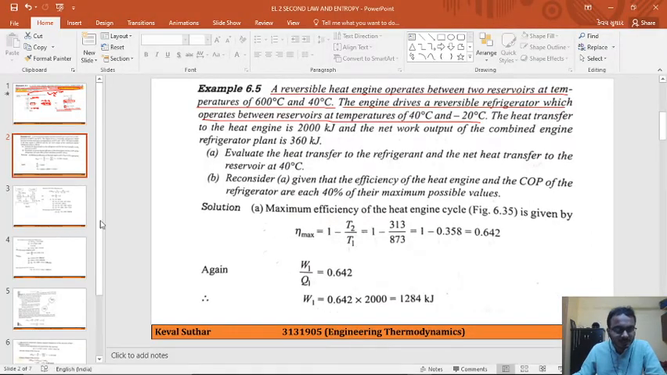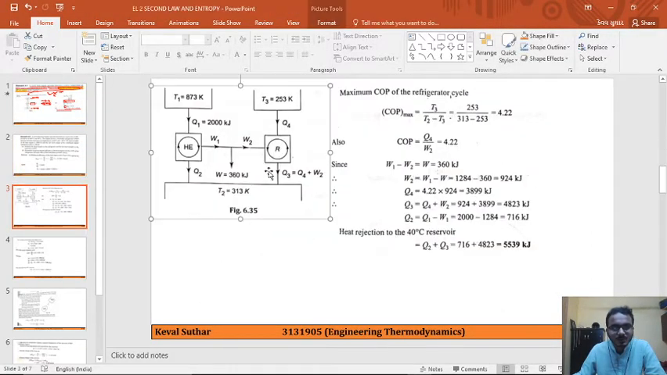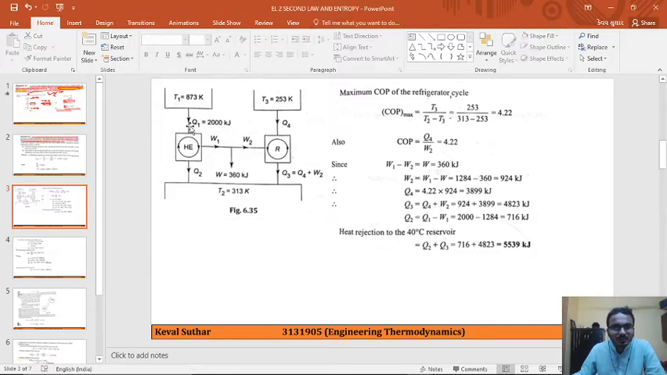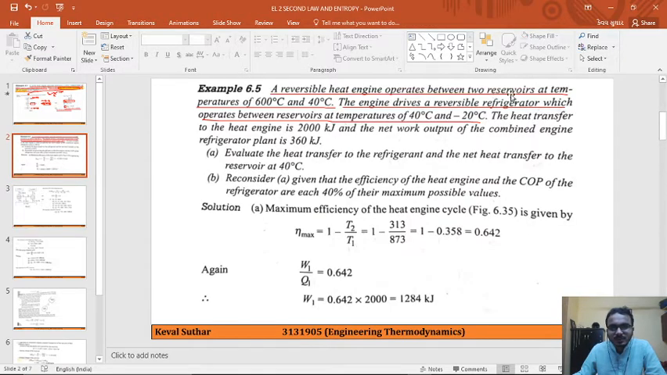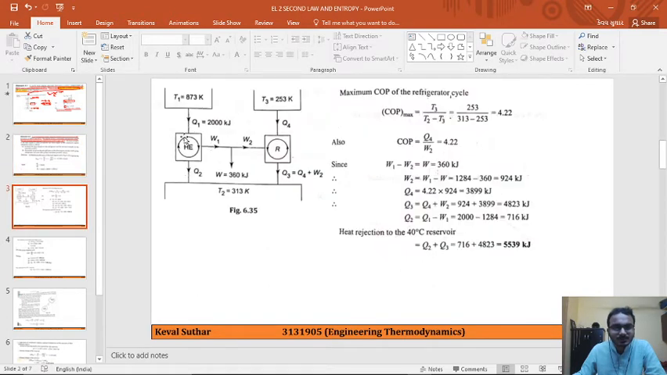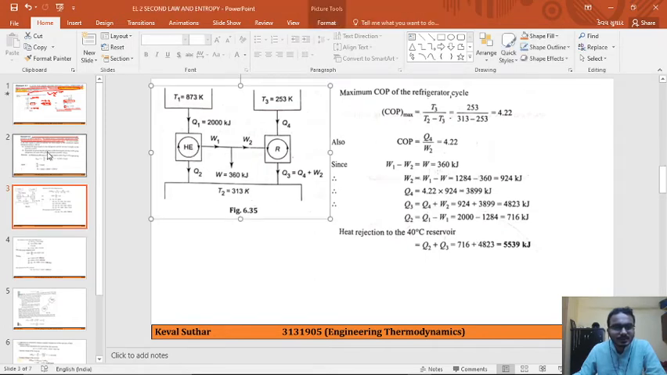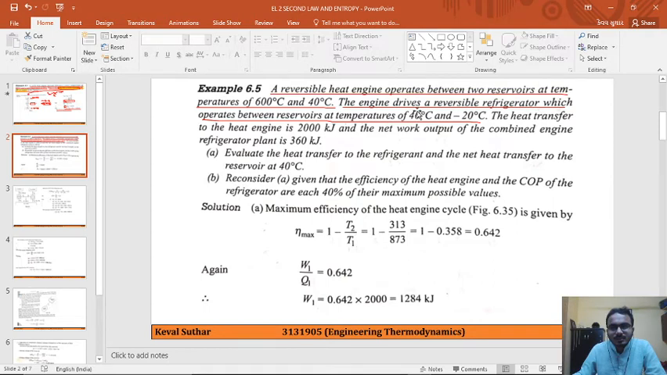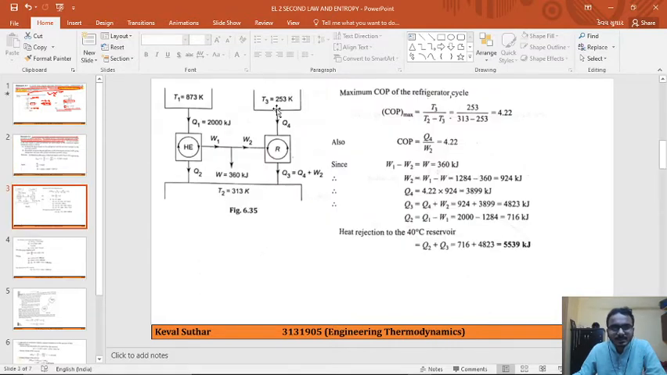So to understand this, we need to go through this figure. First, in the first part, it is given that the heat engine is functioning between 600 and 40 degrees Celsius. That is this portion, 600 degrees Celsius and 40 degrees Celsius, and this heat engine is running another refrigerator which is operating between 40 degrees and minus 20 degrees. So this 40 degrees as it is, and this will be minus 20 degrees Celsius.